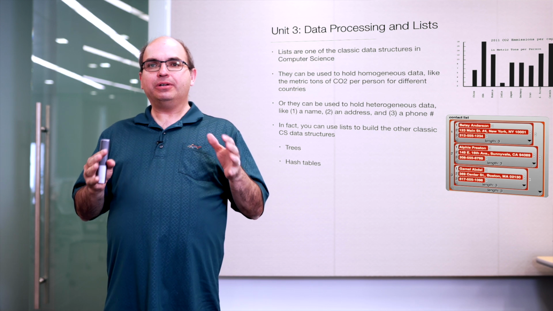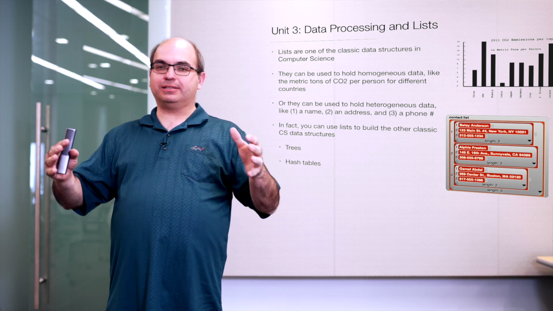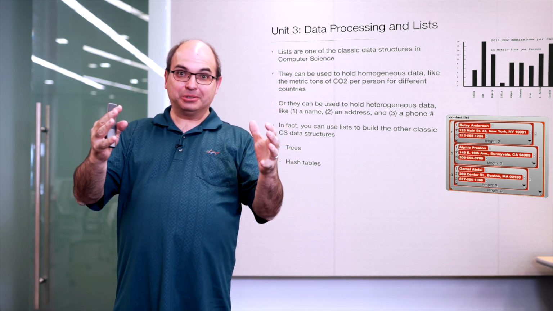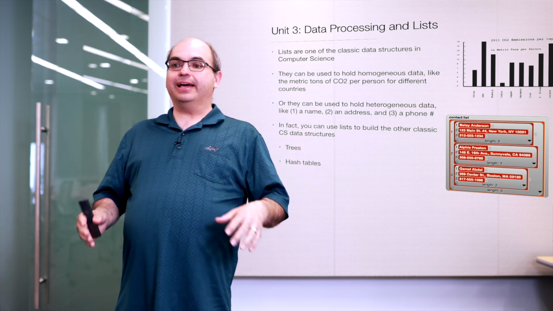All right, welcome back. Today we're going to be talking about Unit 3 in the BJC curriculum. Unit 3 is about, quote, data processing, which is a lot of what computers are used for, right? To process data, and lists.